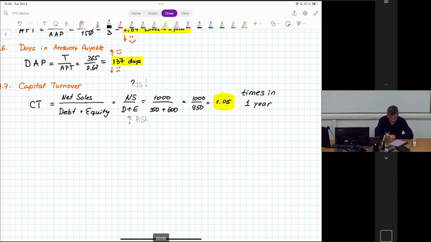Theoretically, I can even calculate the days in capital turnover to see how many days it's going to take, but this ratio was not used. But if I divide 365 by 1.05, I will get this number.